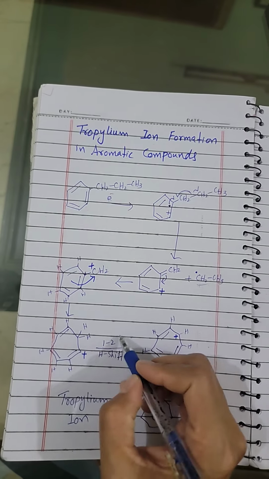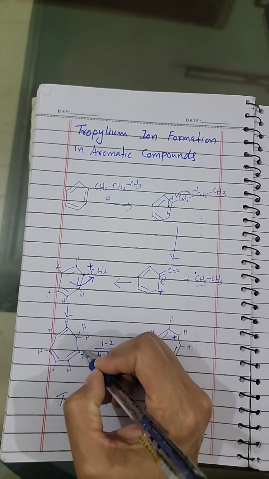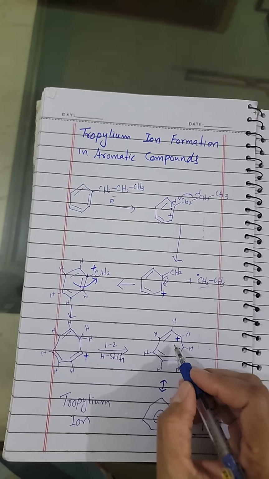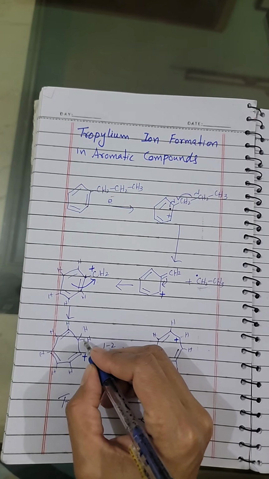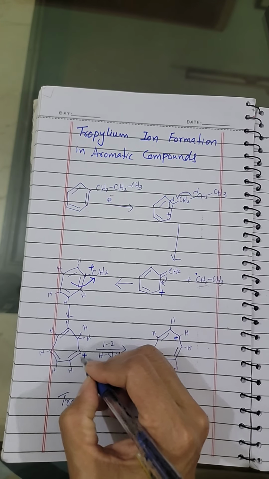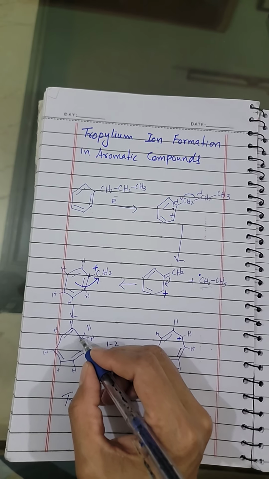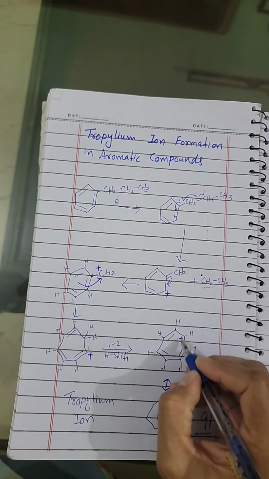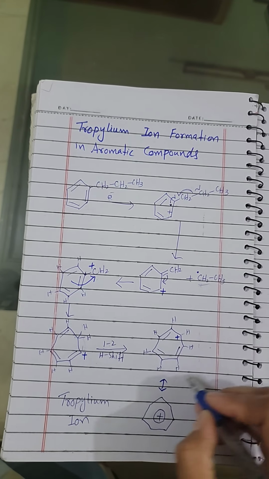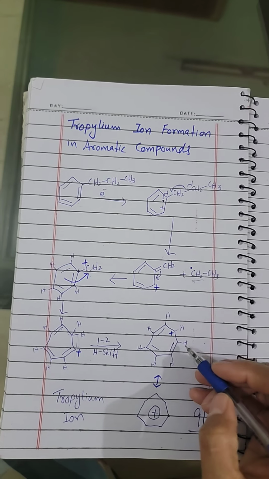Now at this stage, a 1,2 hydrogen shift occurs. Hydrogen shifts from this position to this carbon. This is called a 1,2 hydrogen shift. After the 1,2 hydrogen shift, hydrogen comes here along with 2 electrons, because this carbon is already electron deficient. So with 2 electrons, hydrogen is shifted here. Now the deficiency is transferred to this carbon, so the positive charge appears on this carbon. Now this structure is a 7-membered ring with a positive charge which is obtained. It is called the tropylium ion.